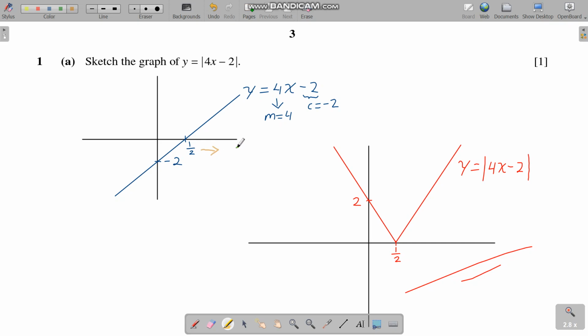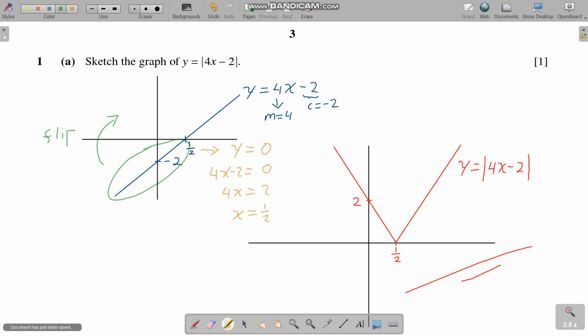And to find the x-intercept, just plug in y equals 0. So 4x minus 2 equals 0. 4x equals 2. So x equals 2 over 4 or 1 over 2. After you draw this straight line, you just flip the negative part upside down. So you have to flip the negative part and you get this final graph, the modulus of 4x minus 2.